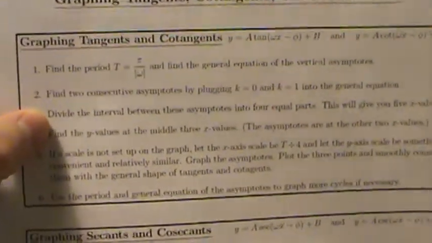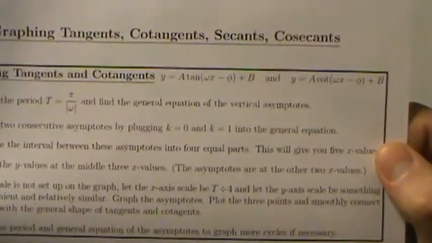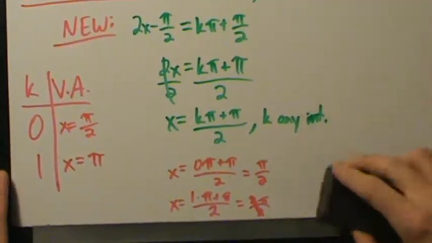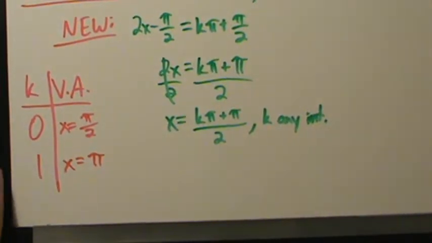Now step 3, divide the interval between these asymptotes into 4 equal parts. This will give you 5 x values. So this is similar to something we did with the sines and cosines. What we're going to do is take the interval between these 2 asymptotes and divide it into 4 equal parts.